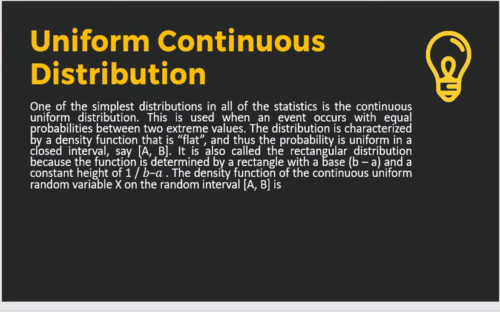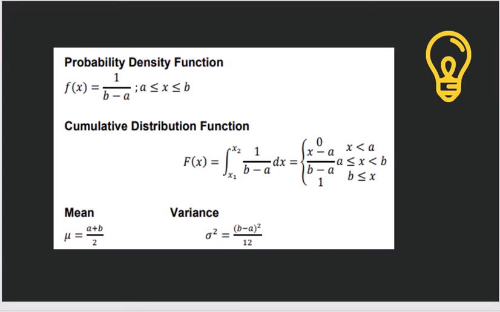So we're going to have your probability density function, which is what you're going to use. We have f of x equals 1 over b minus a, where a is less than x is less than b.